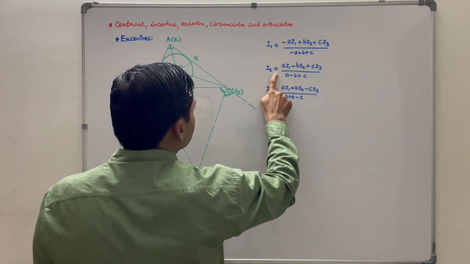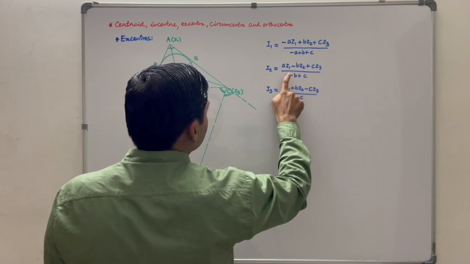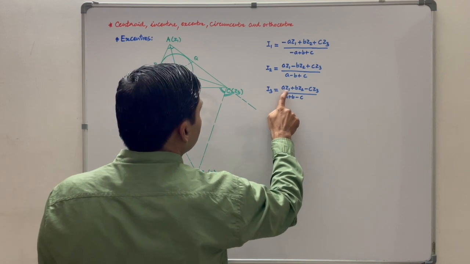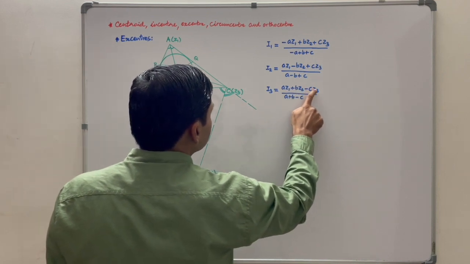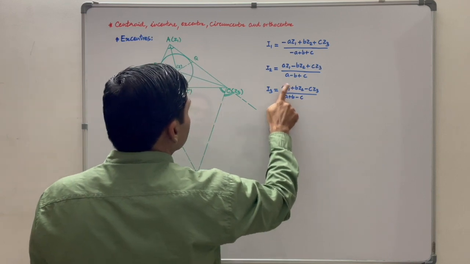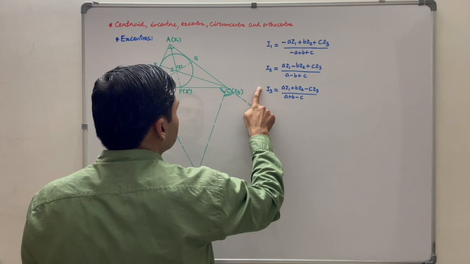Similarly, I2 is equal to (a z1 minus b z2 plus c z3) upon (a minus b plus c). And I3 is equal to (a z1 plus b z2 minus c z3) upon (a plus b minus c). We can get their proof in a similar way as we have found the incenter.